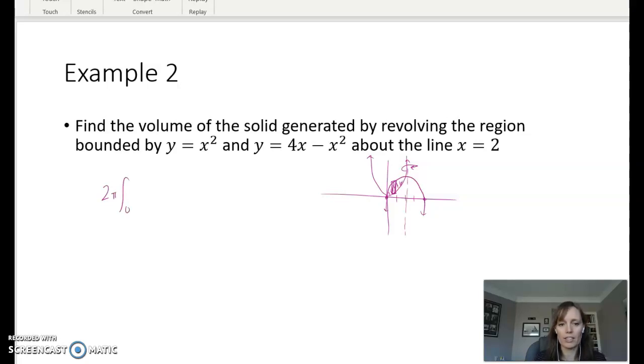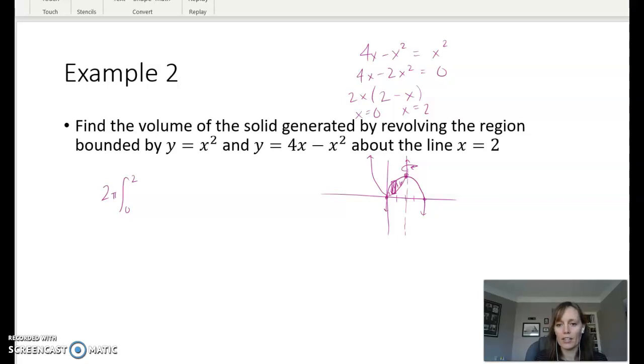I know that these intersect at 0, and their other intersection point I can test really quick by setting these equal to each other. 4x minus x squared is equal to x squared. So I have 4x minus 2x squared is equal to 0. Factor out a 2x, and I'm left with 2 minus x. So I know that these intersect at x equals 0 and at x equals 2. So this point here is 2.